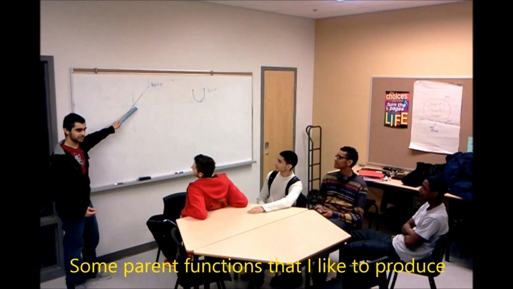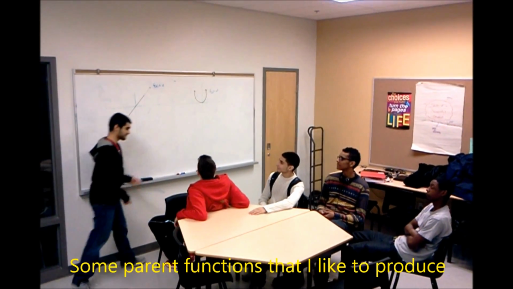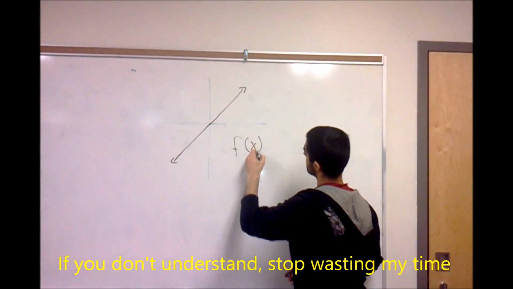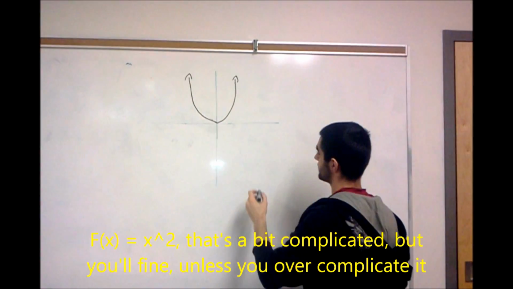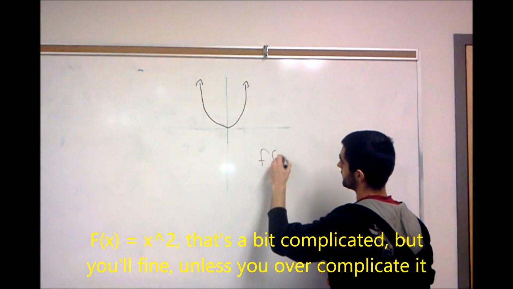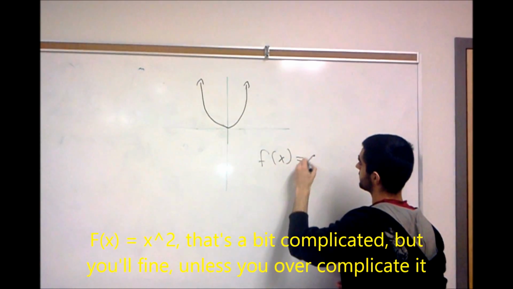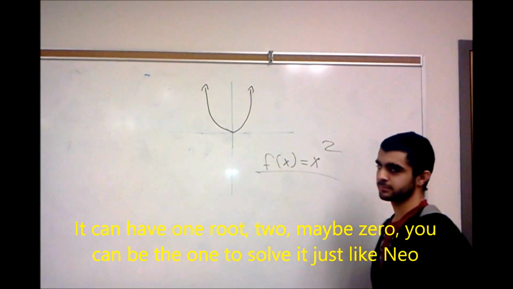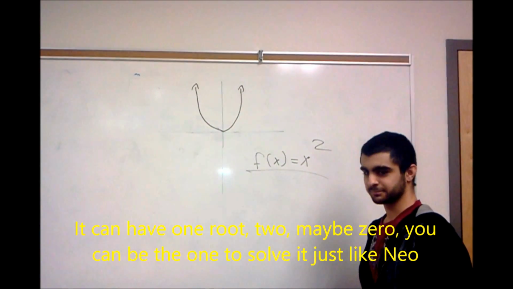I'm here to introduce some parent functions that I like to produce. f(x) = x, that's a straight line. If you don't understand, stop wasting my time. f(x) = x squared, that's a bit complicated, but you'll be fine unless you overcomplicate it. It can have 1 root, 2, maybe 0. You can be the one, solve it just like Neo.